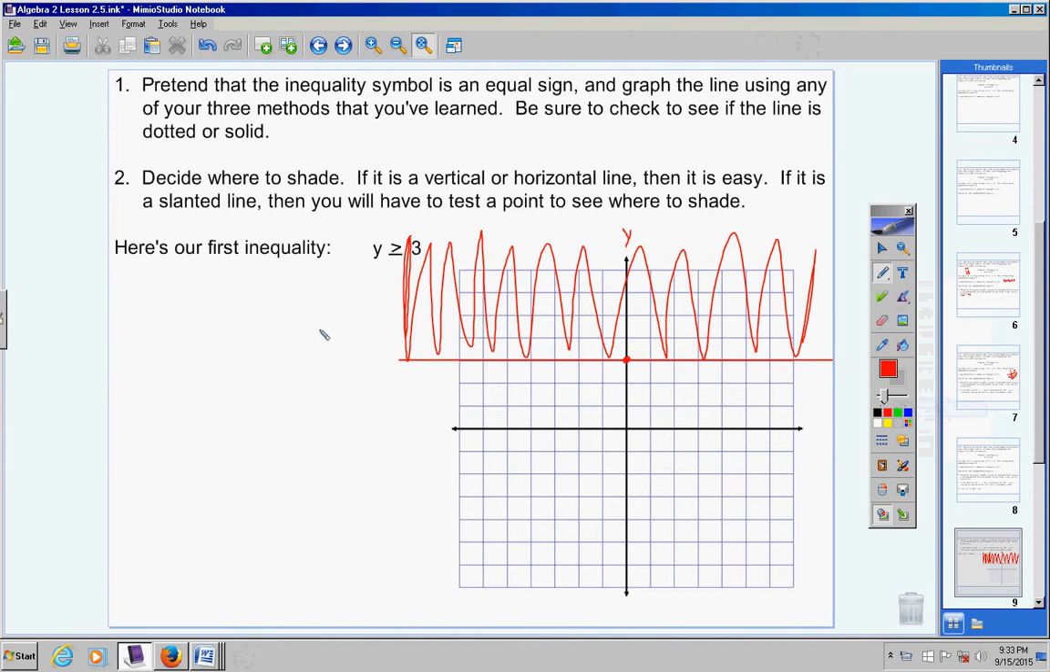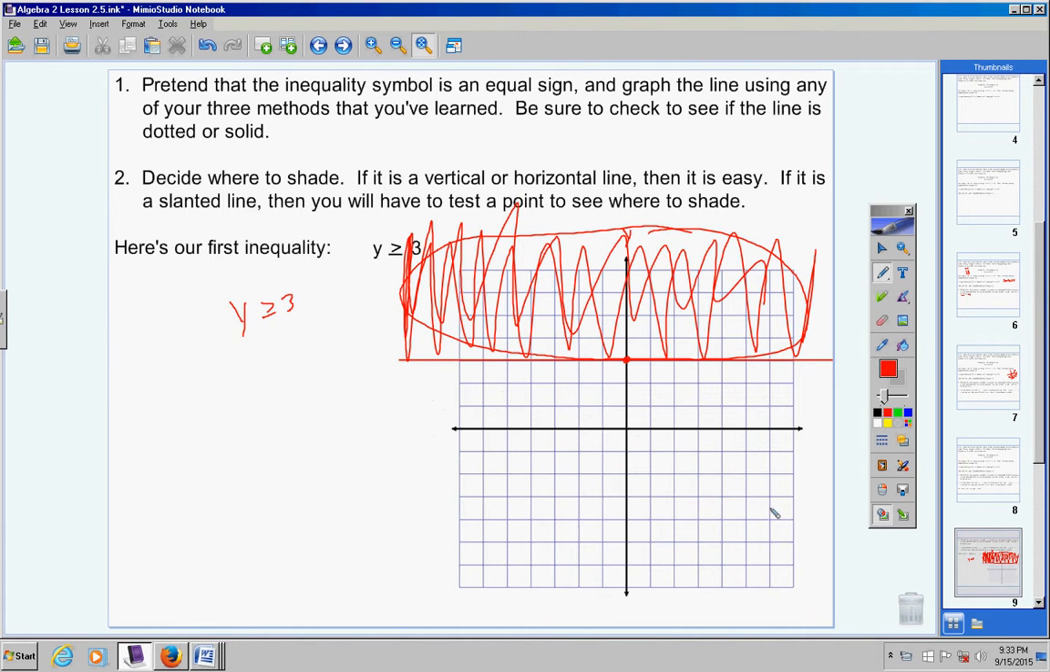So here's what I want to point out to you students. This inequality, y is greater than or equal to 3. What ordered pairs on this graph satisfy this inequality? Well, all of the points that lie in the shaded area. And because we have an equal sign here, the points on the solid line are also part of the shaded area. So, any point up here is a solution to this inequality. Any point down here is not.